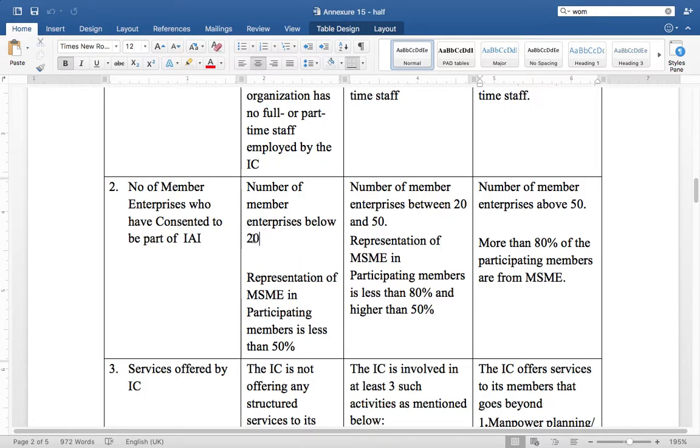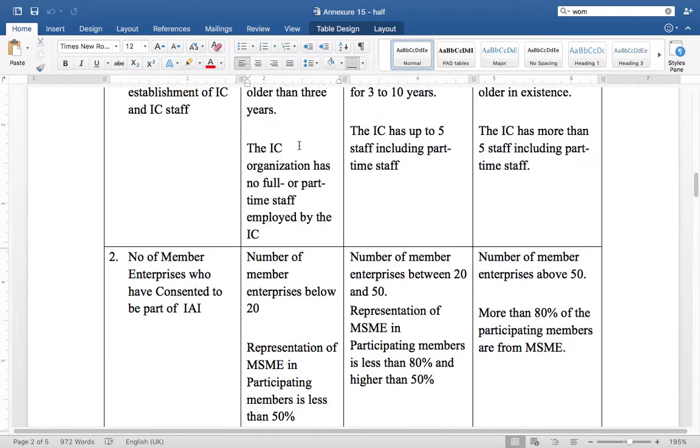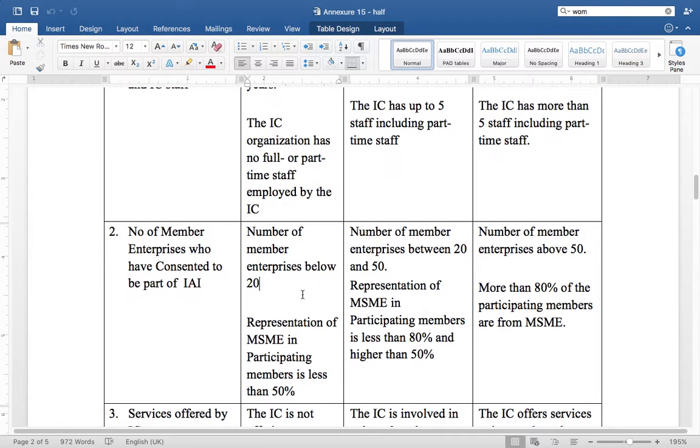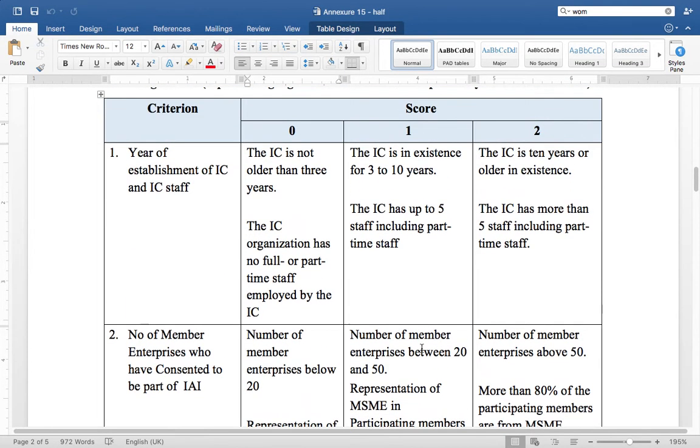letters. So let's say there are 20 members who have given support letters to the industry cluster. Now out of the 20, how many are MSME? In case the percent of MSME is less than 50% and the support letters are also less than 20, then it will be given 0 marks. Correct? Now, to understand, if the support letters provided by the applicant IC are more than 20 but lesser than 50, and the representation of MSMEs in the support letters is less than 80% and higher than 50%, then the SCEC will score it 1.